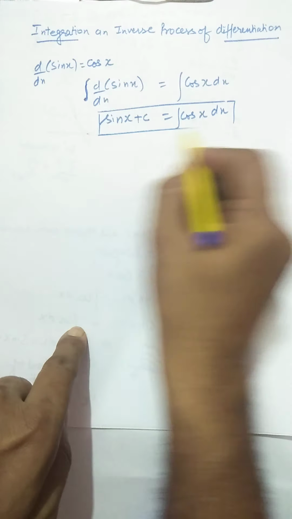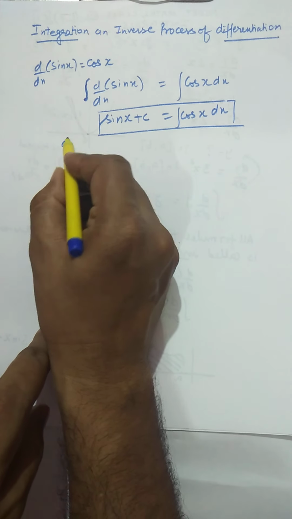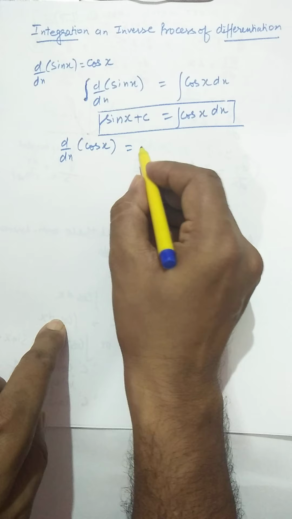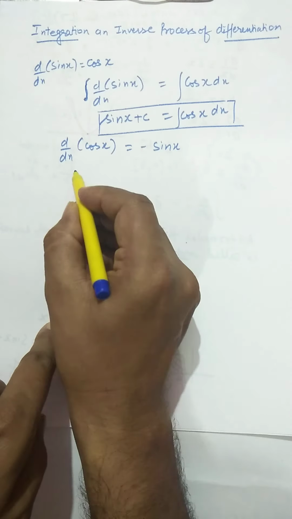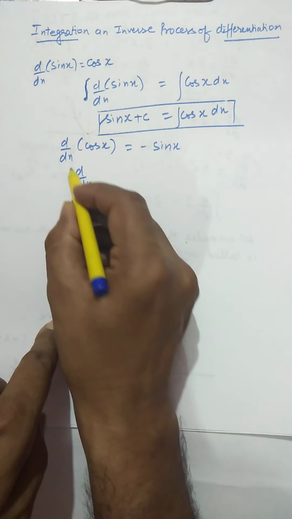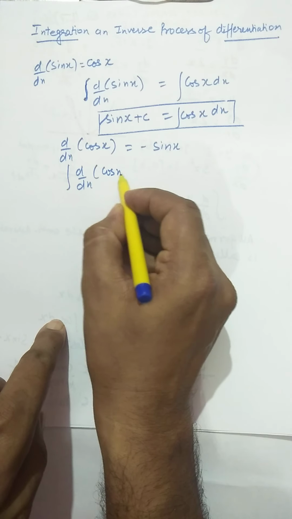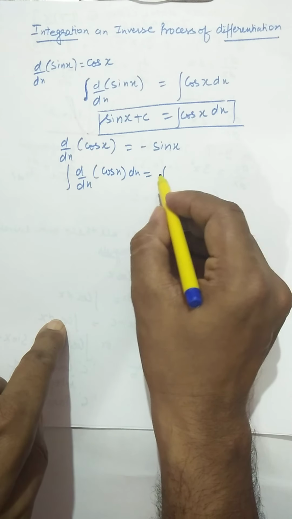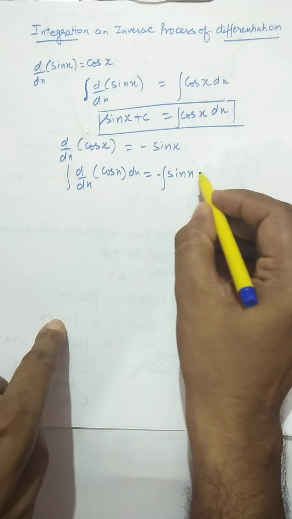Now similarly we can obtain some other formulas by observation. D by dx of cos x, you know, the answer is minus sin x. So if I take integration on both sides, then it is cos x, and here you can write this as minus sin x dx.